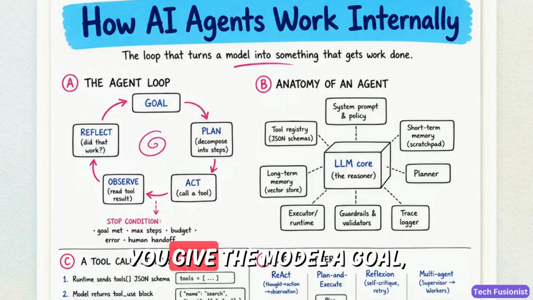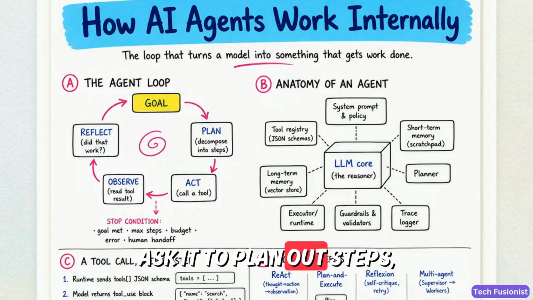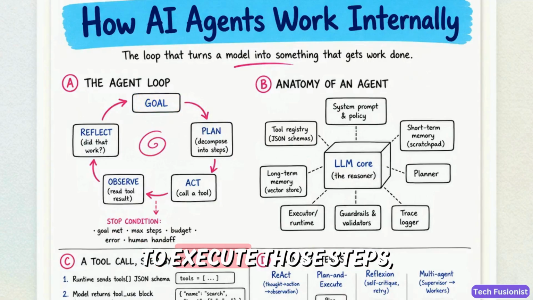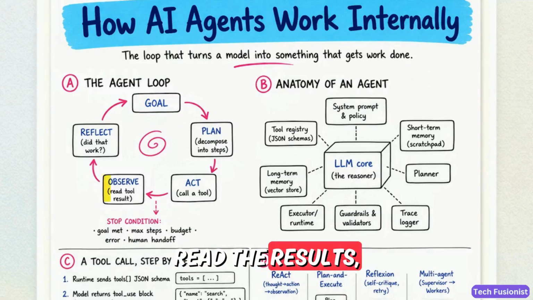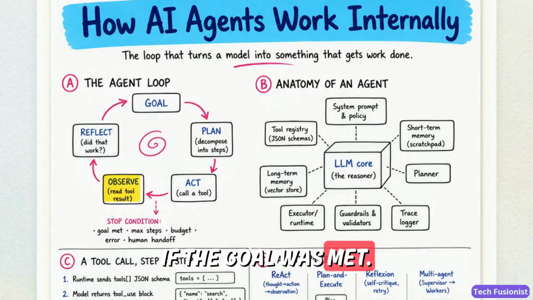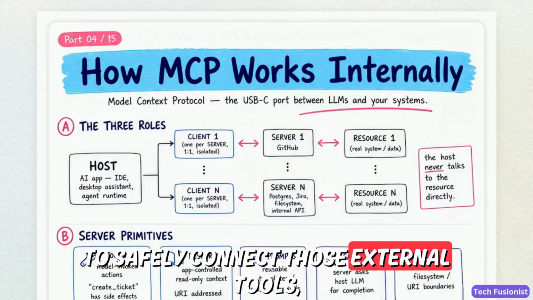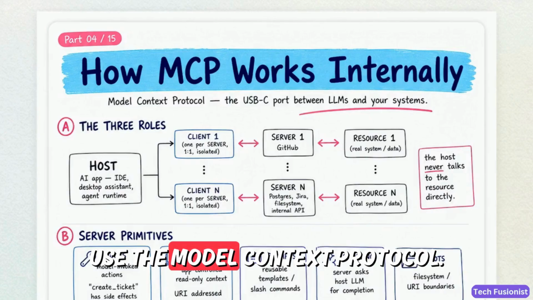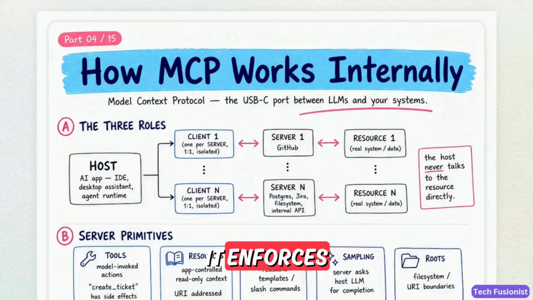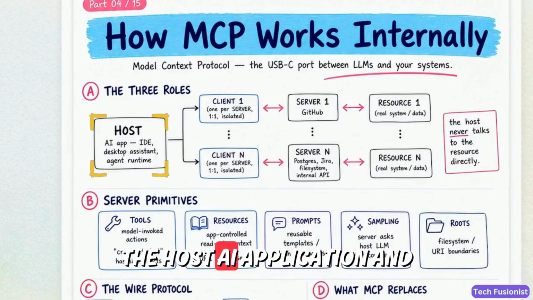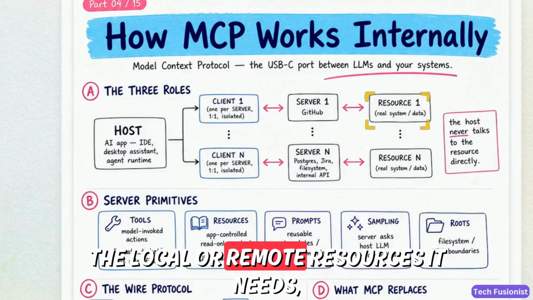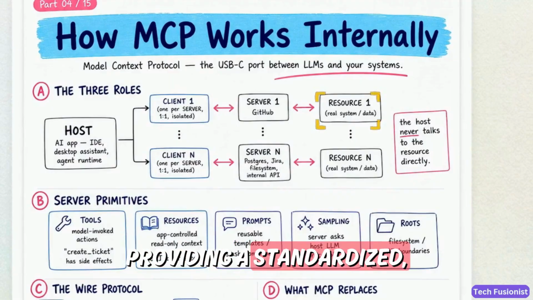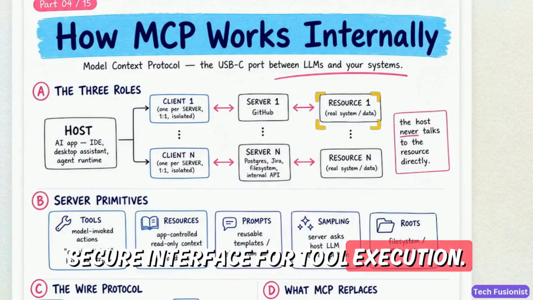If you need the model to take actions rather than just answer questions, you wrap it in an agent loop. You give the model a goal, ask it to plan out steps, call external tools to execute those steps, read the results, and loop back to observe if the goal was met. To safely connect those external tools, systems use the Model Context Protocol. It enforces a strict boundary between the host AI application and the local or remote resources it needs, providing a standardized, secure interface for tool execution.